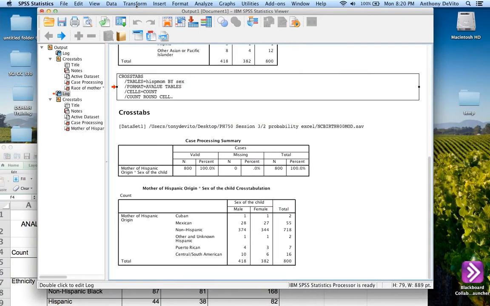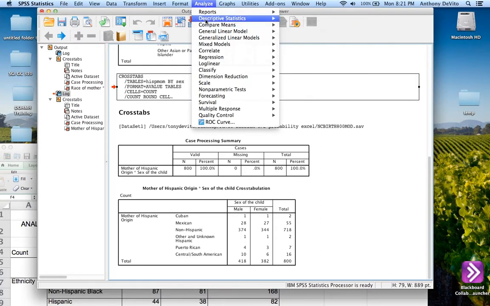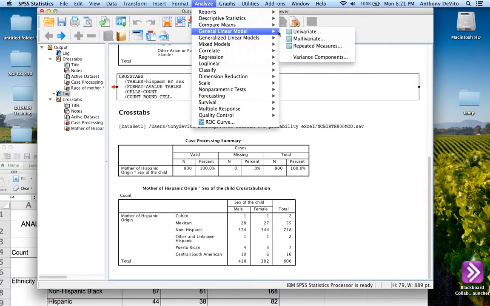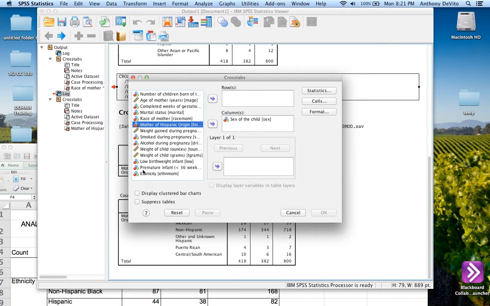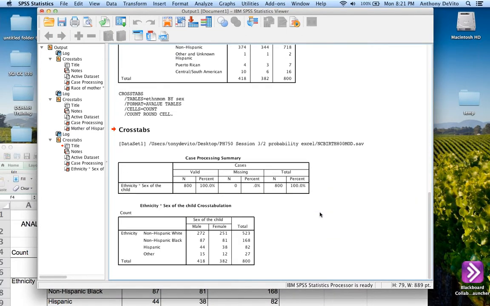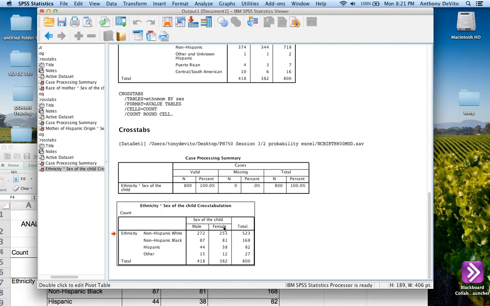Okay, ethnicity. Do we have a variable for ethnicity? Let's see. I'm going to do this again. Analyze, descriptive statistics, crosstabs. Is there an ethnicity variable? Here we go. Ethnicity. All right. I'm going to use that one instead. Now, I'm not sure how that's different than race of the mother, but I'm going to use the variable ethnicity instead. Okay, and ethnicity is going to have various values and so on and so forth. We're about to produce our third table of the ones that we want, and bingo, that's the one I want.